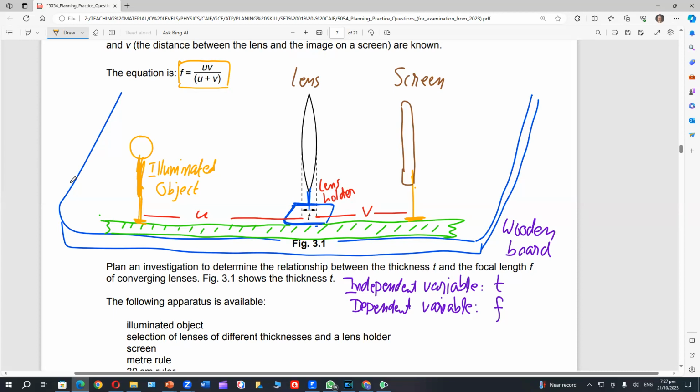In this way, collect at least 5 readings.